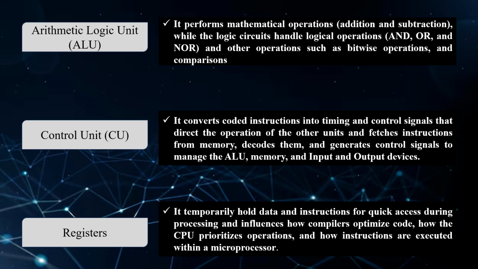Registers are tiny, super-fast storage locations. They hold the specific data and instructions the CPU is currently working on to ensure zero delay. The control unit is the director. It decodes instructions and sends signals to the rest of the hardware to tell them exactly what to do.